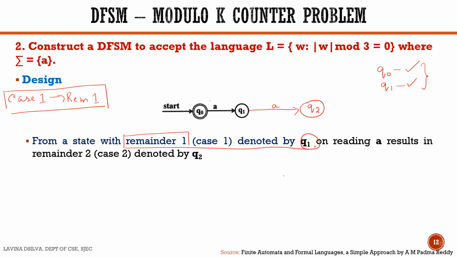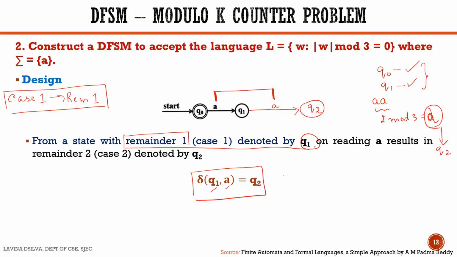Remainder 2 state is represented by Q2. What is that remainder 2? We had seen input 1, okay. Now this is input 2, which means it is 2 A's. Therefore length 2 mod 3 is equal to 2, and remainder 2 is represented by Q2 state. Transition is given like this. On state Q1, if you give an A, we go to Q2 state.